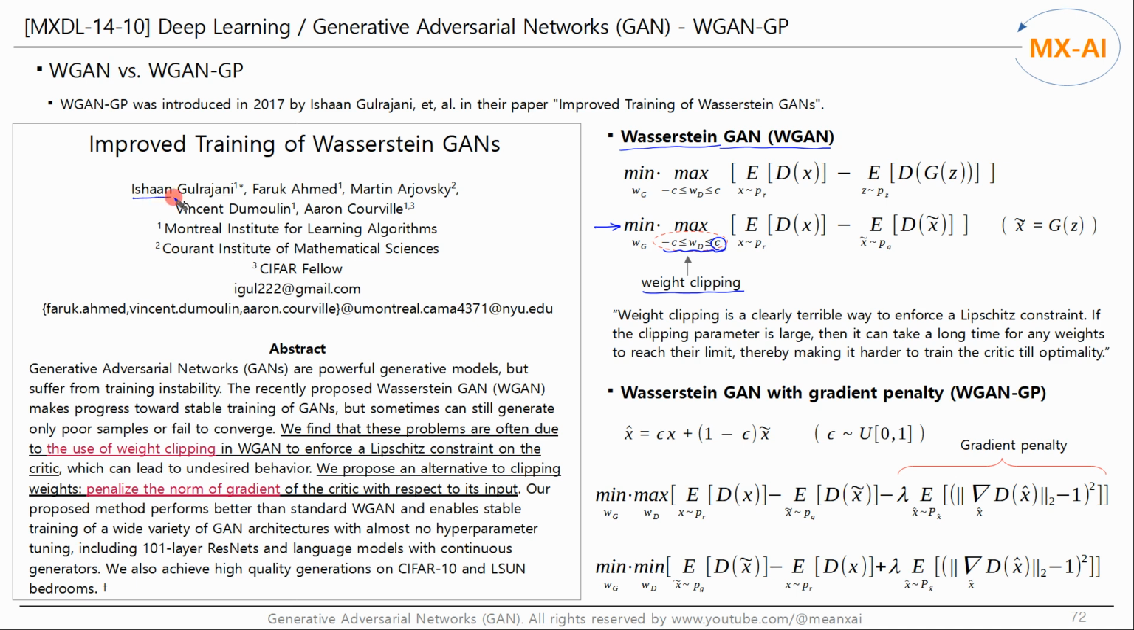To improve this problem, Ishaan Gulrajani et al. introduced WGAN-GP in their paper, Improved Training of Wasserstein GANs, in 2017. The objective function of WGAN-GP is as follows. The authors of this paper proposed an alternative to clipping weights: penalize the norm of the gradient of the critic with respect to its input. This method performs better than standard WGAN and enables stable training of a wide variety of GAN architectures with almost no hyperparameter tuning.